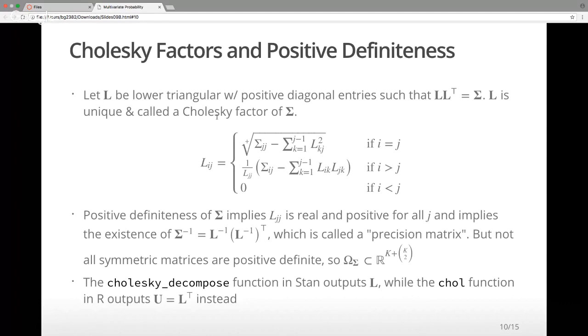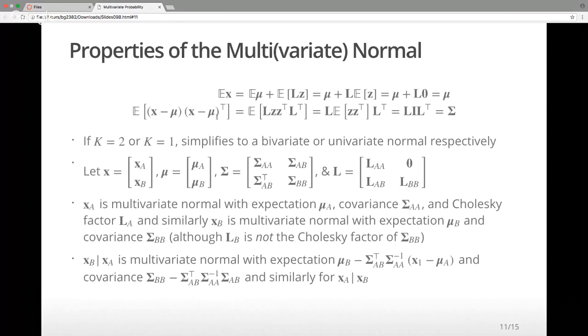But we can say that one square matrix is bigger than another if you subtract one matrix from the other and you get a positive definite matrix. You can say the first matrix in some sense is bigger than the second matrix, in much the same way that we think about one positive number being bigger than another positive number in the scalar case. And so L is the Cholesky factor of the covariance matrix of a multivariate normal.